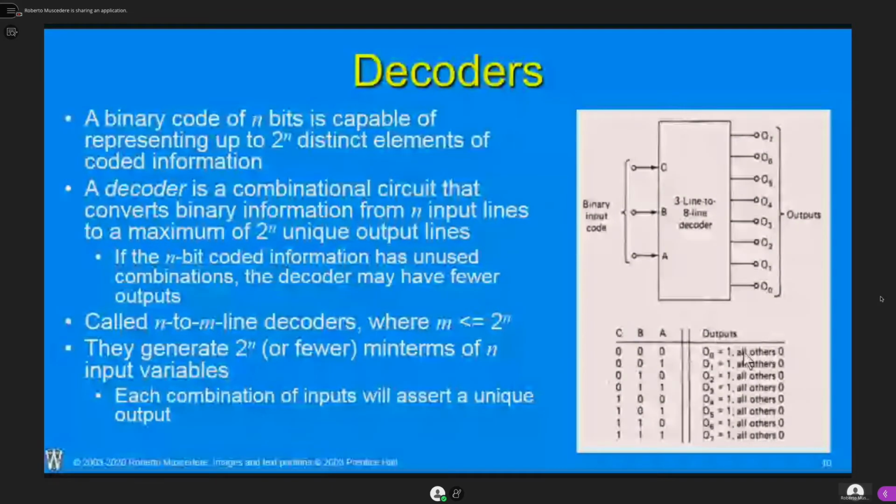So if my input code is 100, which is 4, if I interpret this correctly, only O4 will be a 1 and all others will be a 0. So decoders are extremely useful for this task.